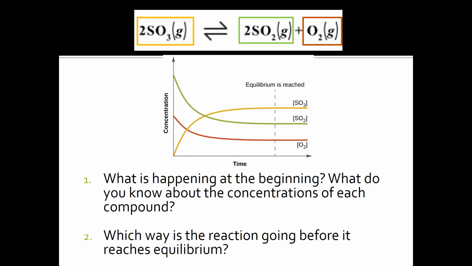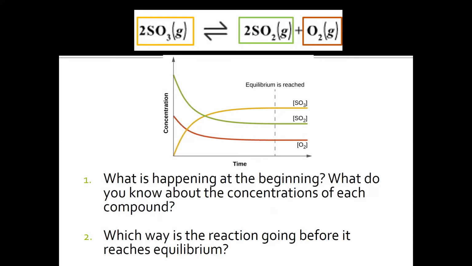All right, so I hope you have an answer to those questions. For the first question, if you said that you're only starting with the products, you are correct. This is a review of what we did on the last slide. So we're only starting with the products. That means your concentration of the reactant, which is SO3, is 0. And you have high concentrations of the other 2.